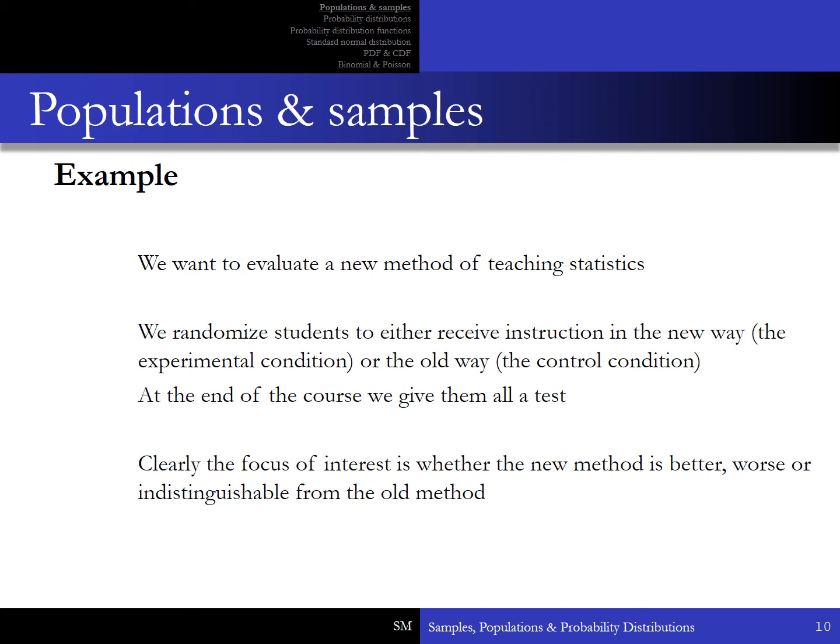Let's look at an example. We want to evaluate a new method of teaching statistics. We randomize students to either receive instruction in the new way, the experimental condition, or the old way, the control condition. At the end of the course, we give them all a test. Clearly, the focus of interest is whether the new method is better, worse, or indistinguishable from the old method.